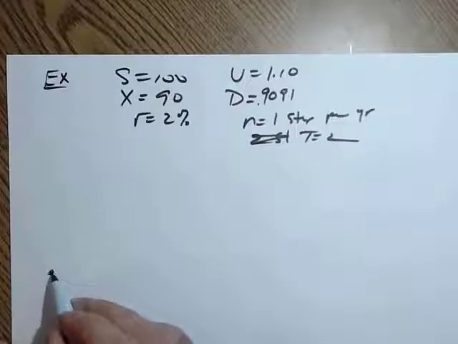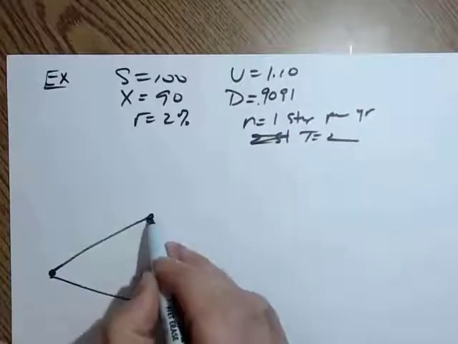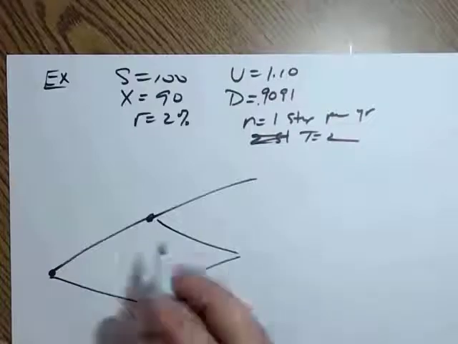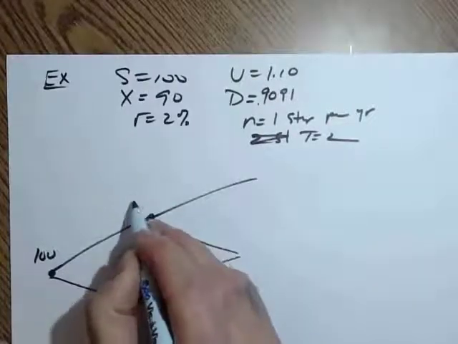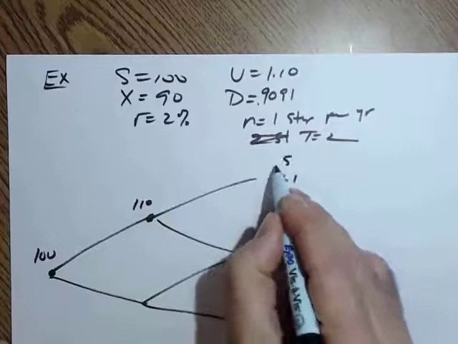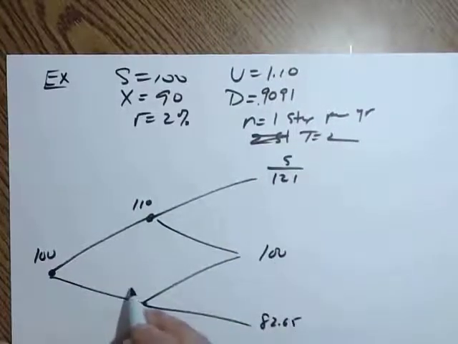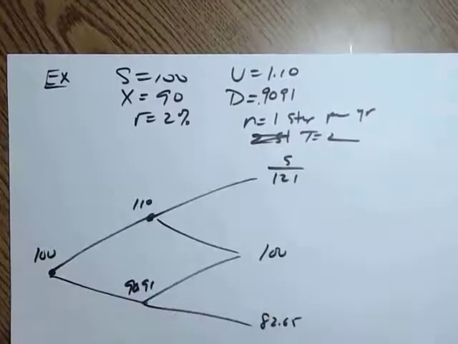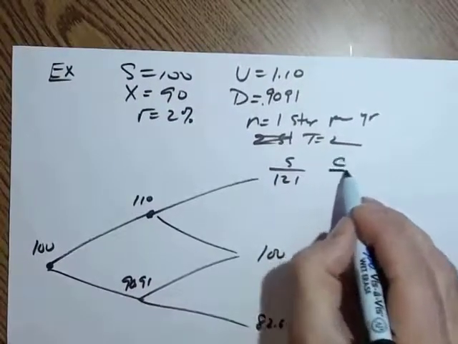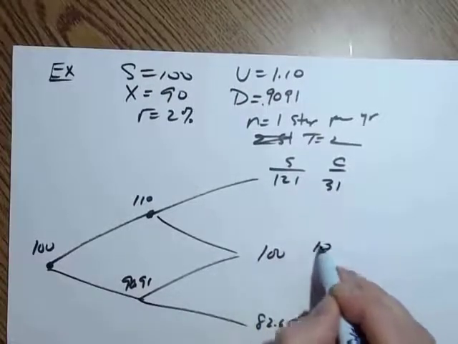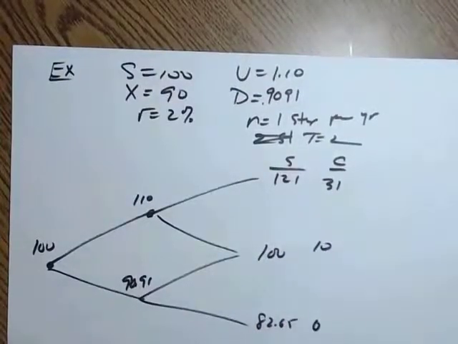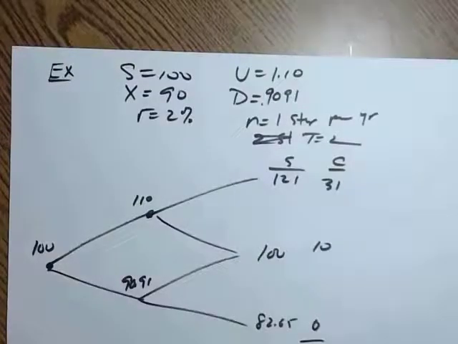Let me draw that out again very quickly for you. Here we have the stock: 100, 82.65, and 91s. Where we were before, we have a call with 31, 10, and 0 for the payoffs on a standard call. That's the basic setup, which we've seen multiple times before. The value of this call is 14.74, don't forget.